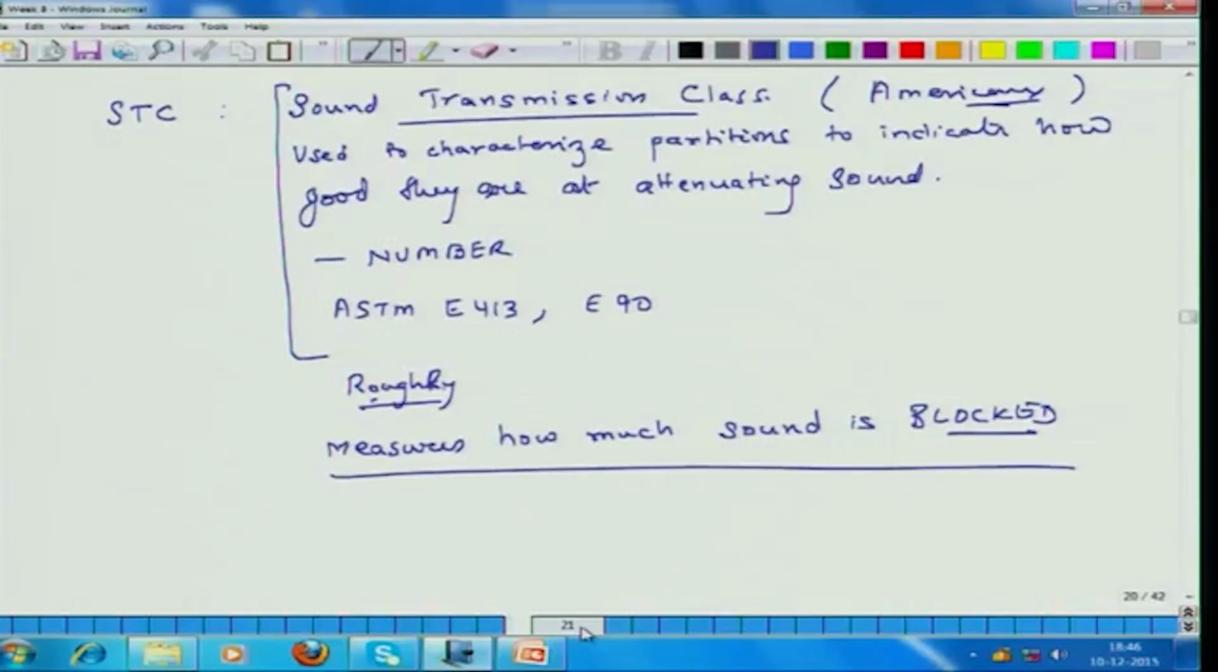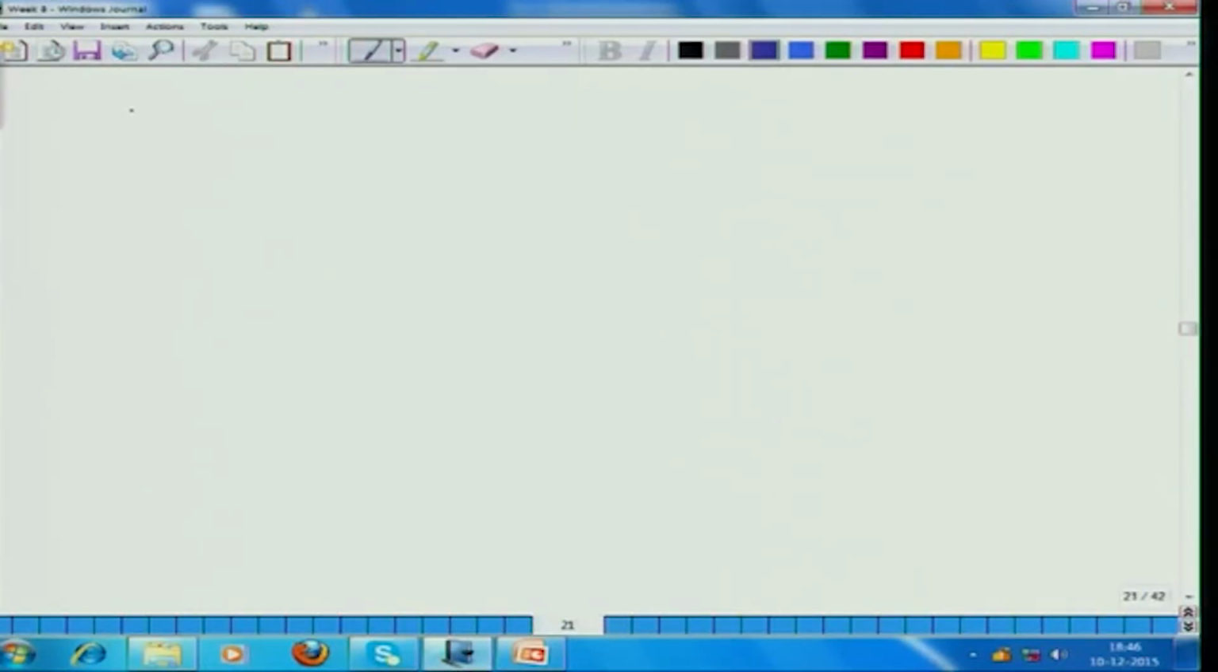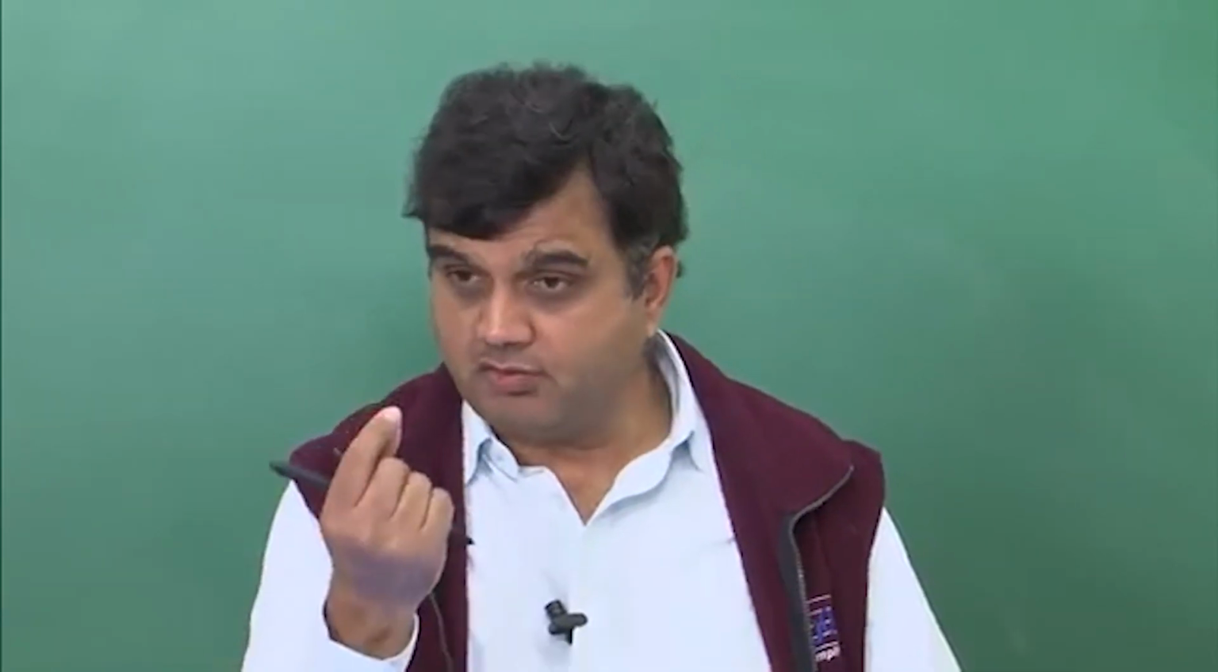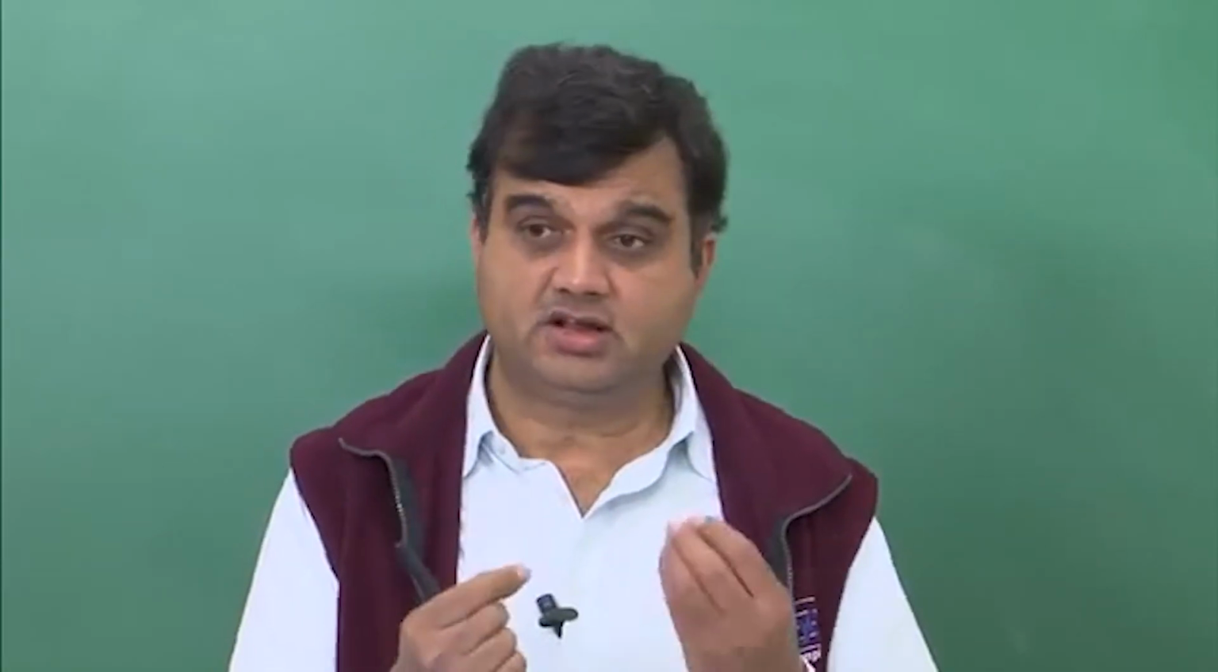And the next term which I am going to mention is NRC, the noise reduction coefficient. So STC rating could be for a structure, it could be for a panel, a window, or a door. It is not for a material. You understand? Material is different.